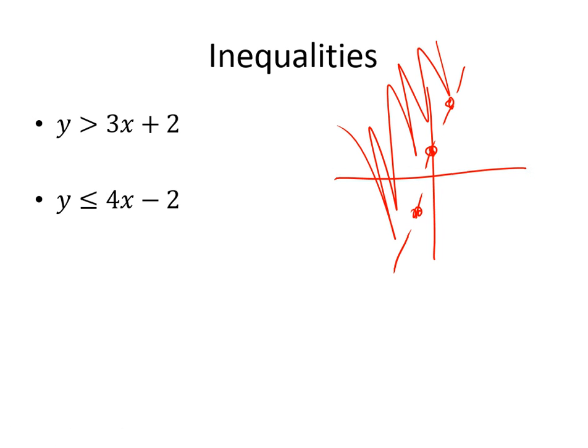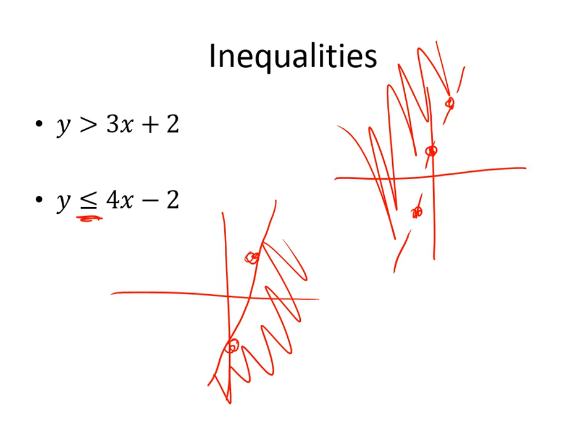The second one, we start at -2. Remember, we have our functions. From -2, we go up 4 over 1, and so on. This is going to be a solid line because it's equal to, and then we shade below it because y is less than. So that's just a real quick overview of the inequalities that we did a while back.